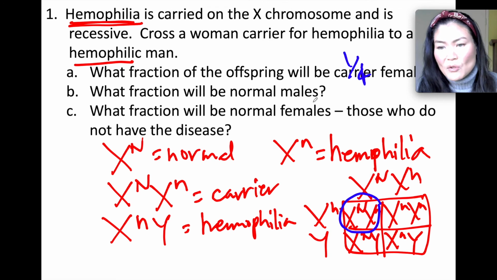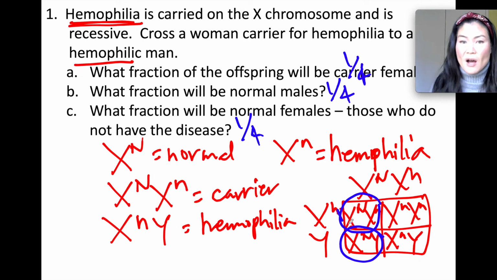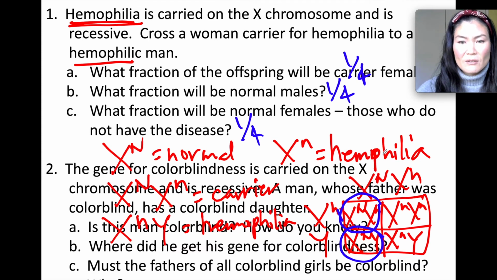What fraction will be normal males? I only see one, this guy, normal. The other guy is going to be hemophilic, so I'm going to say 1/4. What fraction will be normal females? You know what? This female inherited 2 hemophilia genes, and so it's 1 out of 4. 1 out of 4 is going to not have the disease. Okay? Oh dear. Okay. I need my eraser now.